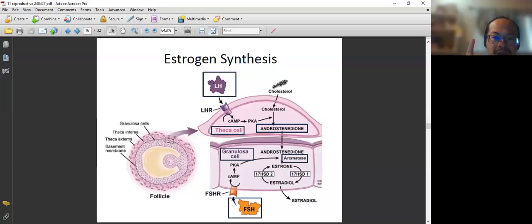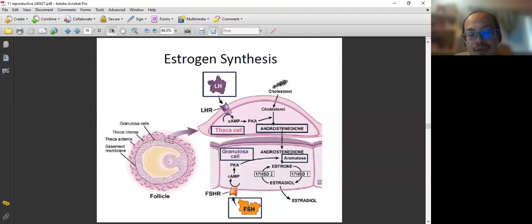However, in males, Leydig cells synthesize testosterone directly. In here, they don't produce estrogen directly. So the theca cell here, LH, luteinizing hormone, acts on the theca cells, causing theca cells to produce androstenedione. So this is not estrogen yet. This is a mild male sex hormone.